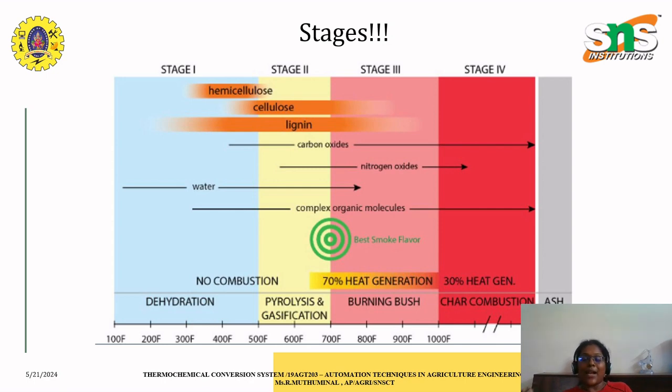At the fourth stage, that is when the heat has reached more than 1000 Fahrenheit, the remaining 30% of heat generation takes place, that results in an end product of char combustion, or it results in ash. Here the complex organic molecules, carbon dioxide and nitrogen oxides, along with the generation of lignin, happen at the third and fourth stages. This is the stage where a higher level of temperature is attained, and the product which has been used for combustion will change its own property and convert into a powdery form.